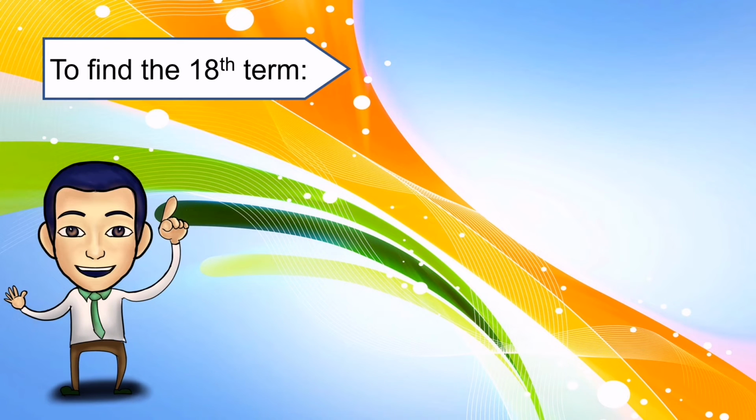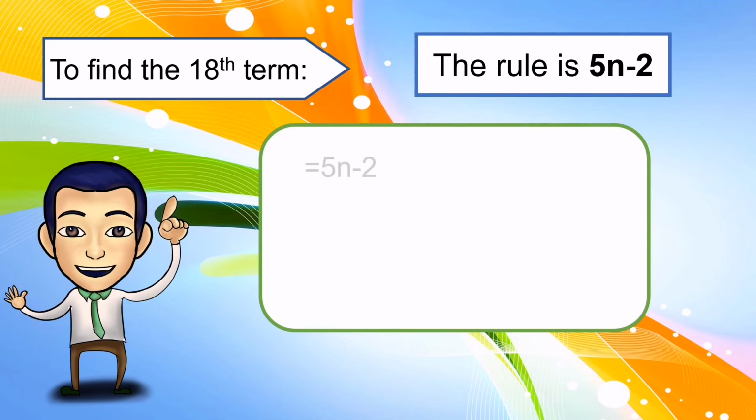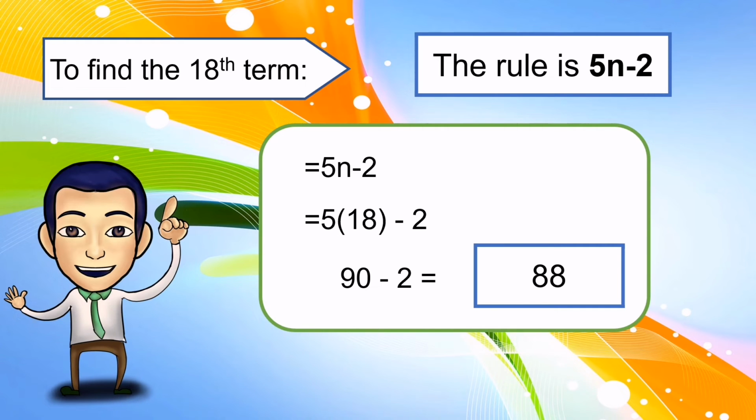Now, let's find the 18th term using this rule. So our rule is 5n minus 2. Let's replace n by 18. So 5 times 18 minus 2. The product of 5 and 18 is 90, or 5 times 18 is equal to 90. So it became 90 minus 2. Our final answer is 88.